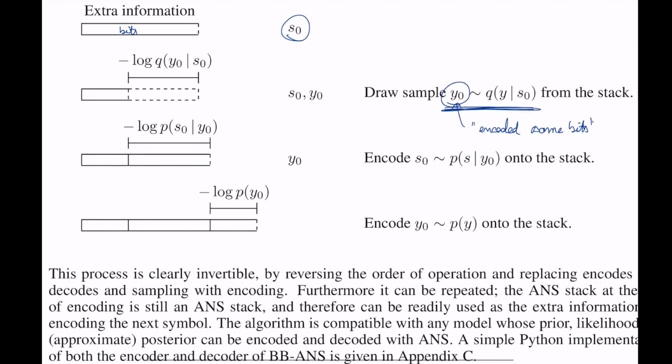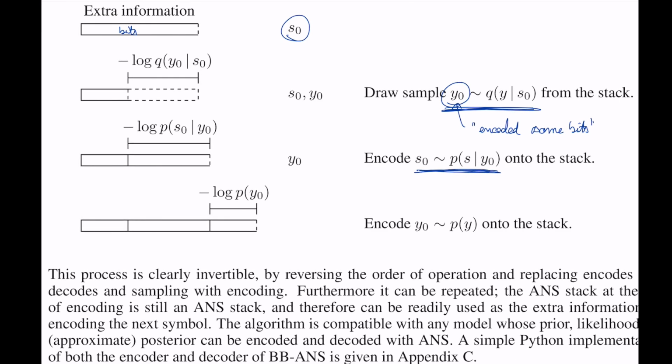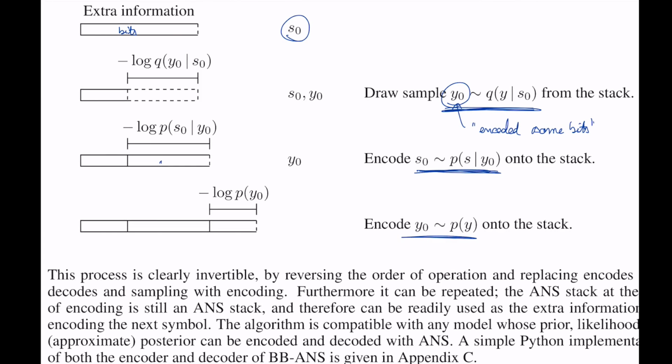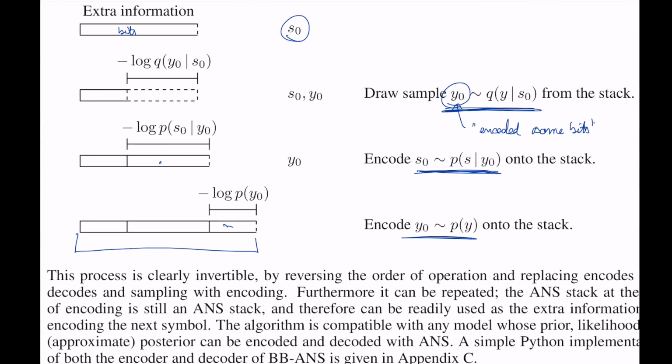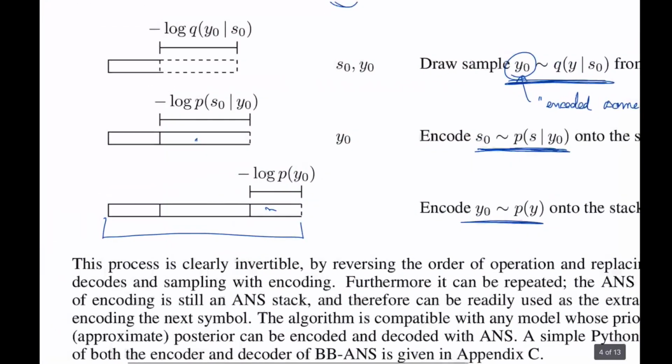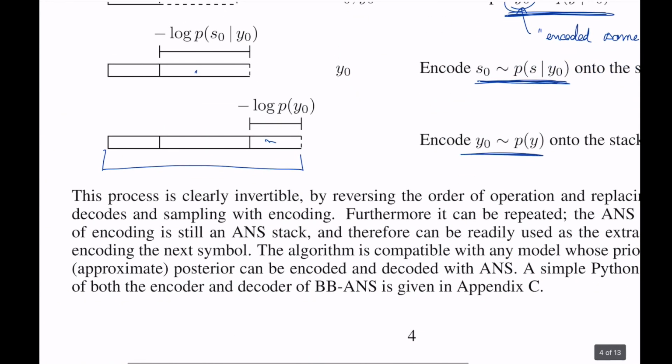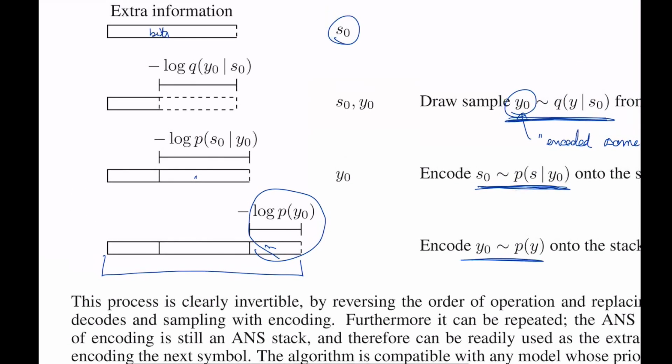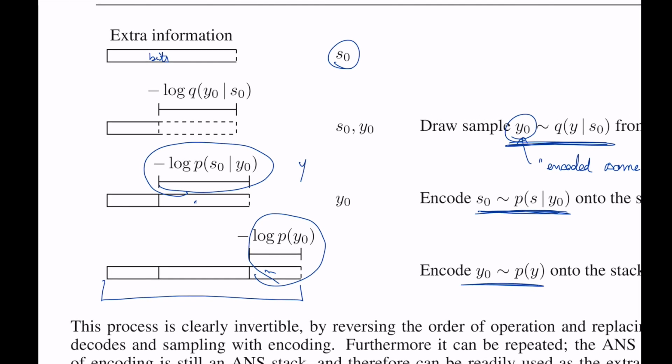Now we will encode the image, we put it on the stack. We encode the latent variable, we put it on the stack. And now the number of things that we need to send is equivalent to this thing. So then when you decode, you first decode this thing. You then decode this thing. And now you will have your Y0 that you have decoded.